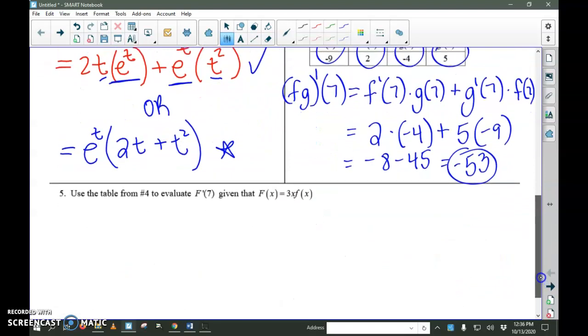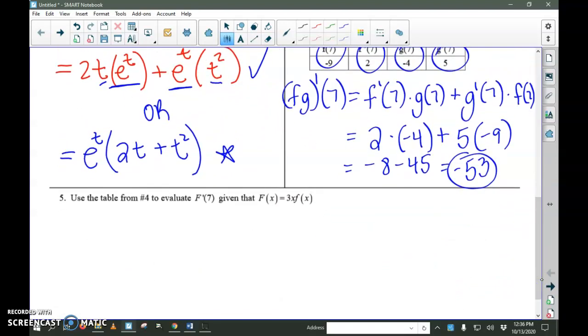Okay, last but not least, I'm still going to be using this table. Use the table from 4 to evaluate, and I'm calling this capital F prime of 7. Okay, so I have this capital F function to differentiate, different from the little f function. So the first thing I would do is find the generic derivative of this. And again, I'm looking for a product, right? That's the whole point of this lesson. So look, I have 3 times x. That's one function. And I have f of x. That's the second function. So these are the 2 functions that I'm working with.